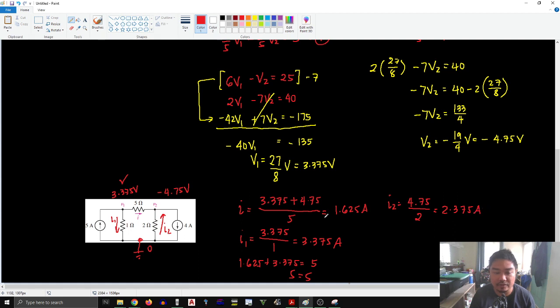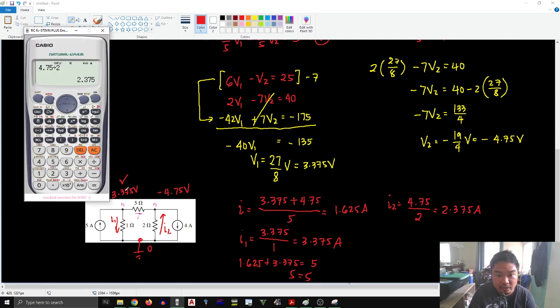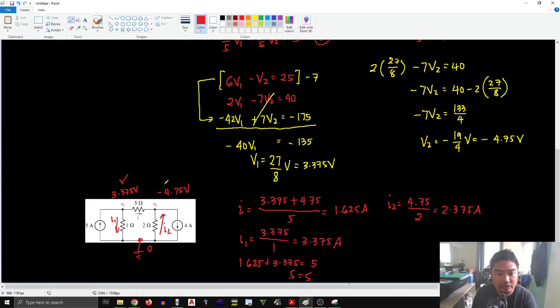2.375 amperes. And I plus I2 should be equal to 4. Let us try. The value of our I is 1.625. 1.625 plus 2.375, and that is 4 amperes. Therefore, our node voltages are 3.375 and negative 4.75. These two answers are proven to be correct.